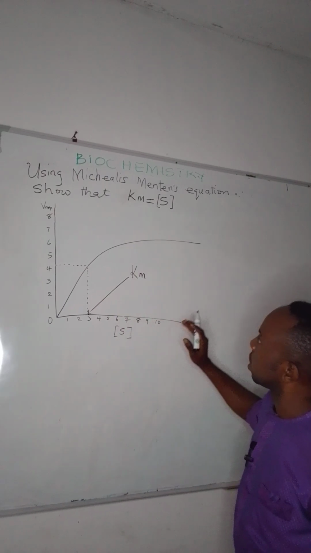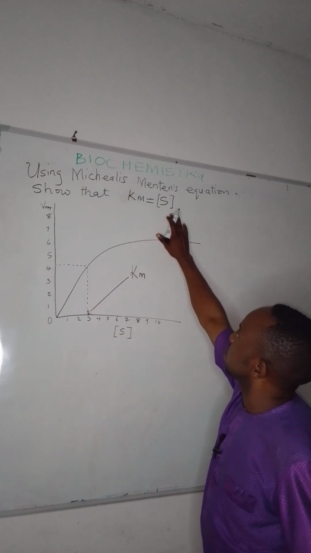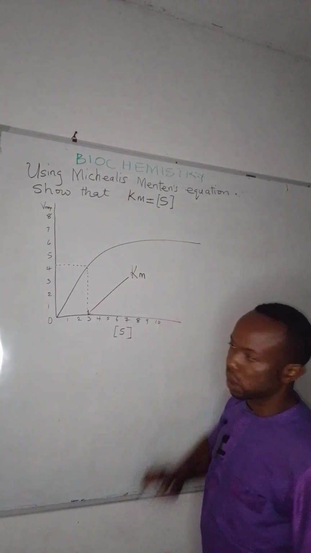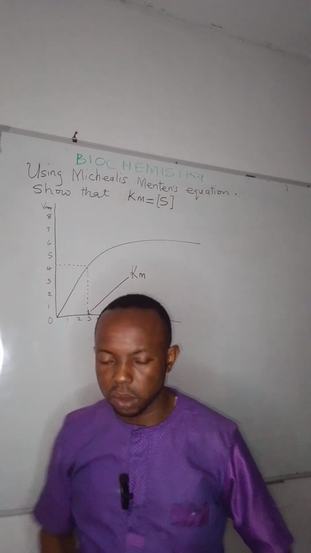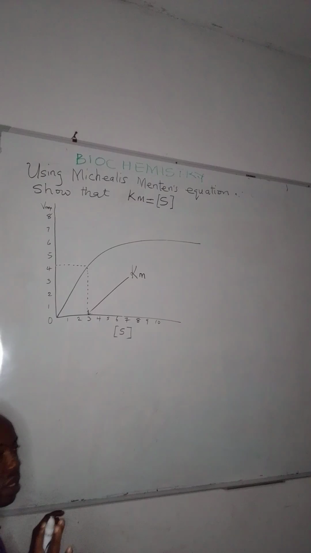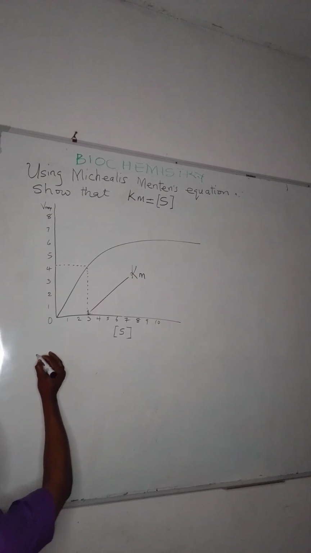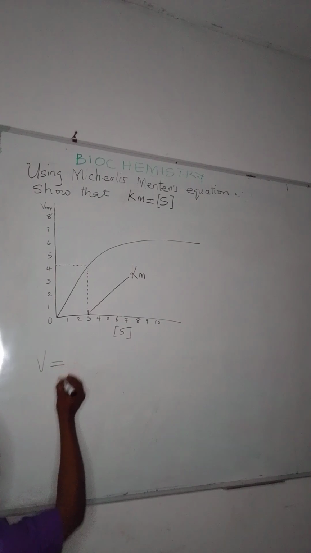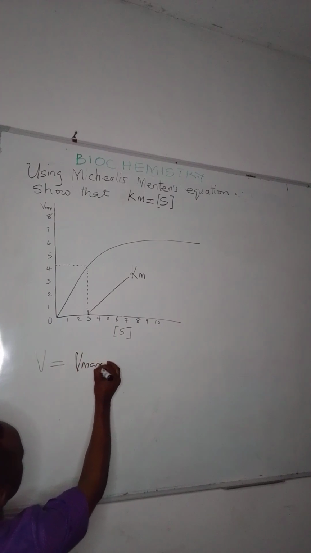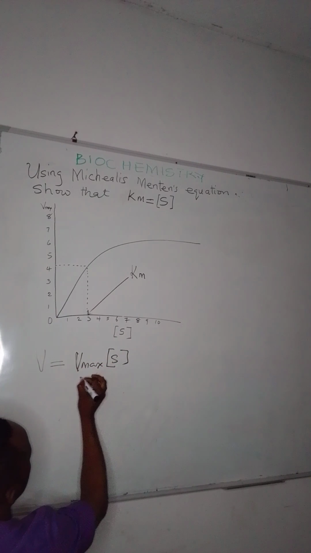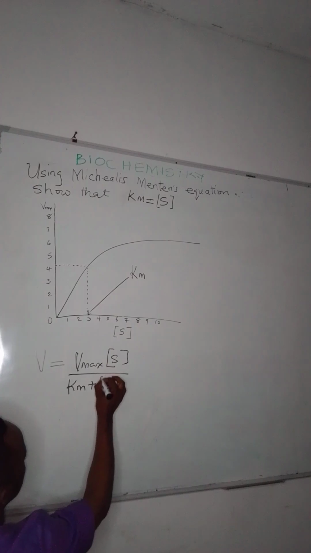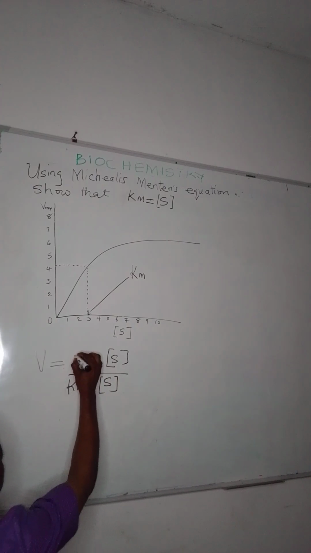Now, back to the question. The question is asking us to use Michaelis-Menten's equation to show that Km is equal to substrate concentration. Now, let's recall that from the Michaelis equation, we have V equal to Vmax times substrate concentration, all over Km plus substrate concentration. So this is the Michaelis equation.